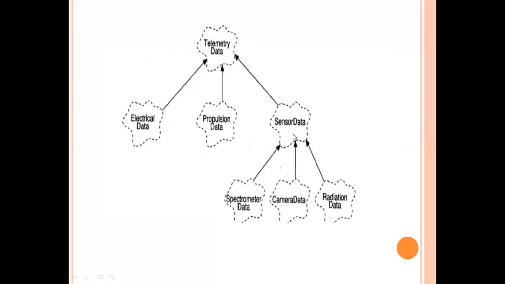So here sensor data is a superclass. The spectrometer data shares the attributes of sensor data. Camera data also shares the attributes of sensor data. Same for radiation data. Radiation data also shares the attributes of sensor data.